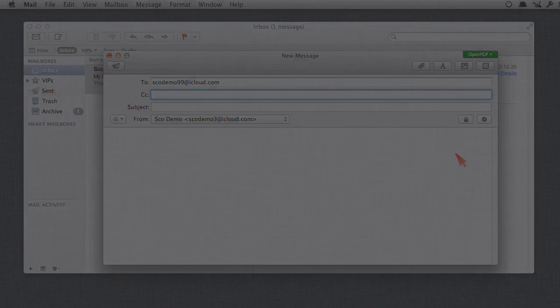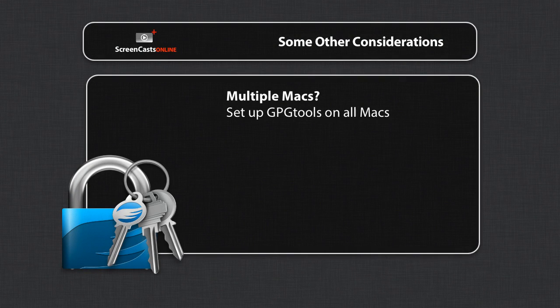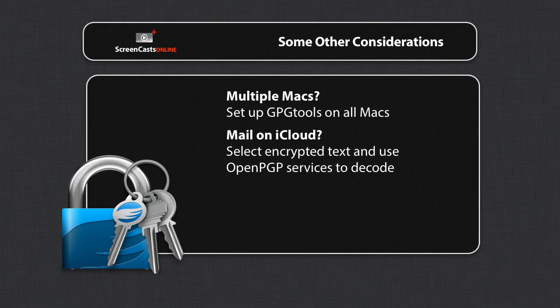Now before we move away from mail, just a couple of things. If you have multiple Macs, you'll need to set this mechanism up on all your Macs to read any encrypted emails. So that's one thing to bear in mind. The other thing to bear in mind is if you're a heavy iCloud web user, if you access mails using the iCloud web service, you'll still see the mail, you'll see the header at least, but you won't be able to see the content. However, if you're on a Mac with your public and private keys installed and the suite of tools, you can select the text and decode the text using services, and we'll look at that shortly.